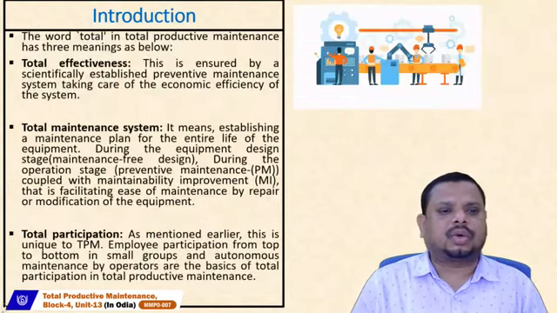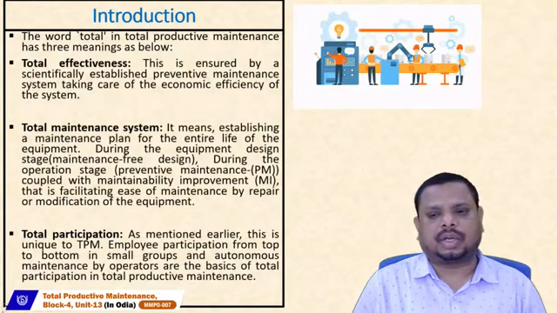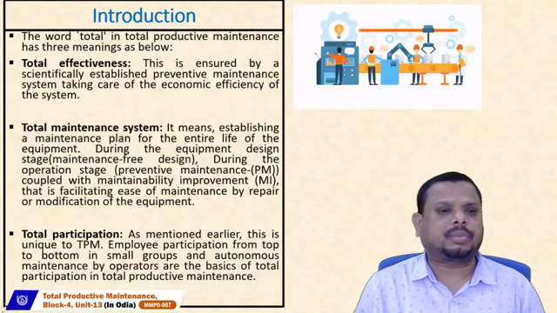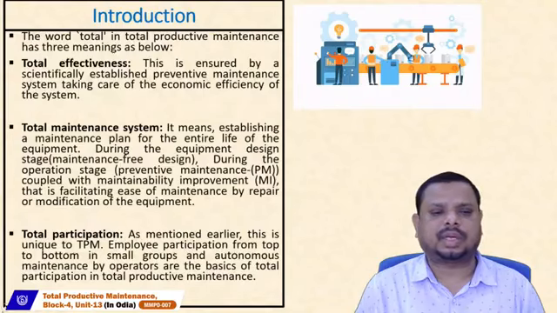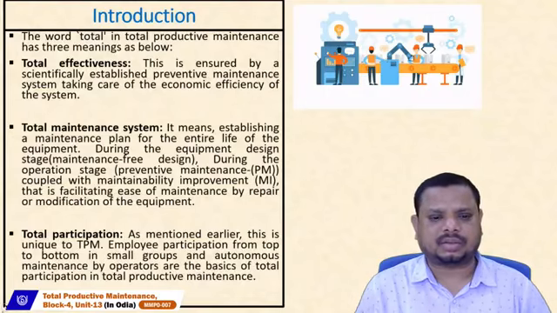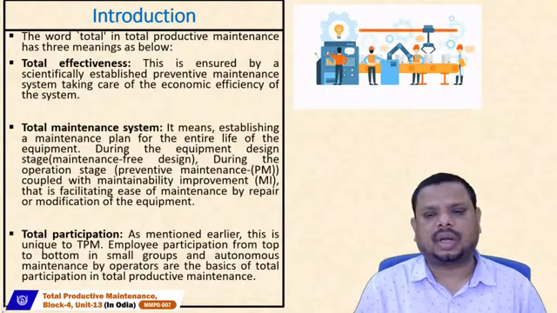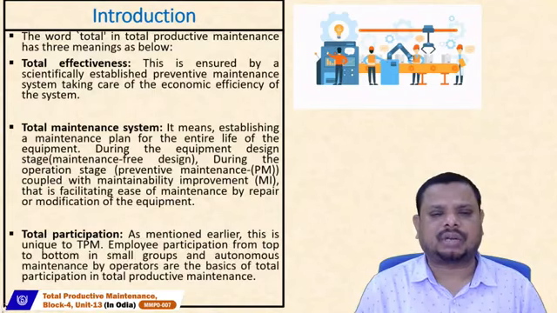So under total productive maintenance, whenever we pronounce the word total, it includes total effectiveness, the total maintenance system, and total participation. So let's understand what these different totals are: total effectiveness, total maintenance system, and total participation.